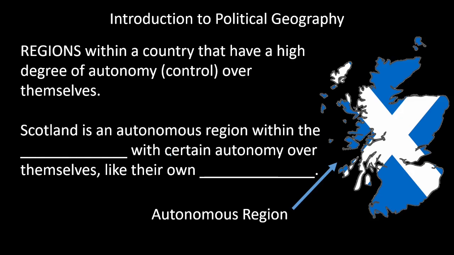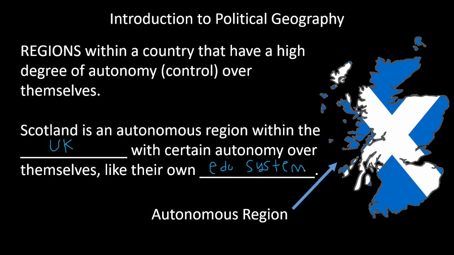Now, Scotland is an autonomous region within what country? The United Kingdom, with certain autonomy over themselves, like their own education system. And I'm just going to write EDU system. So they have some things that are autonomous, like their education system. They have their own laws and courts, but it's not all following the United Kingdom. It's not all just within Scotland.